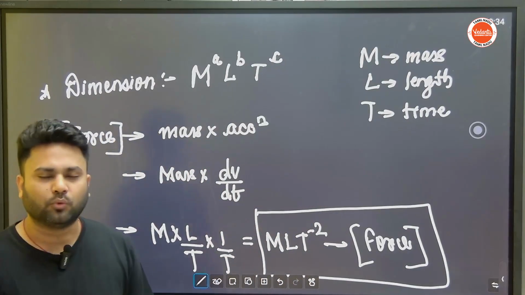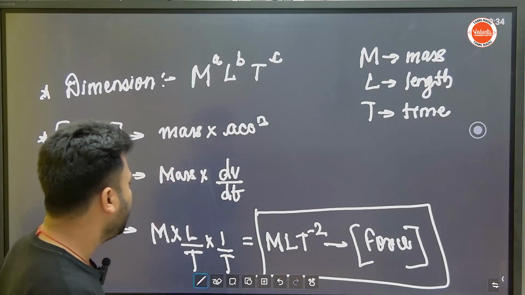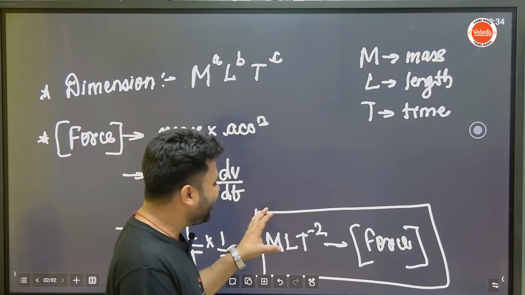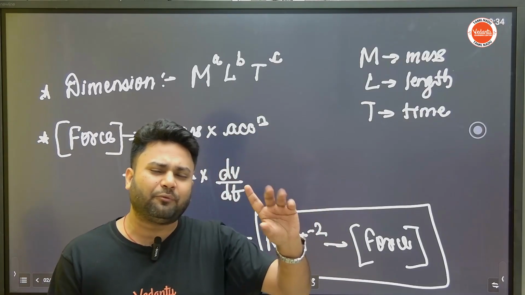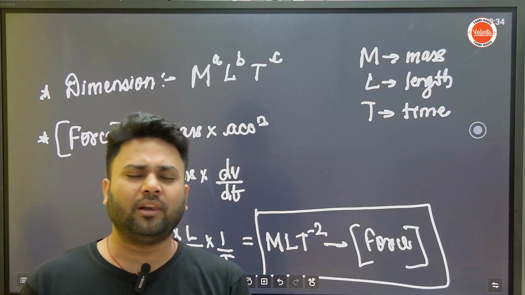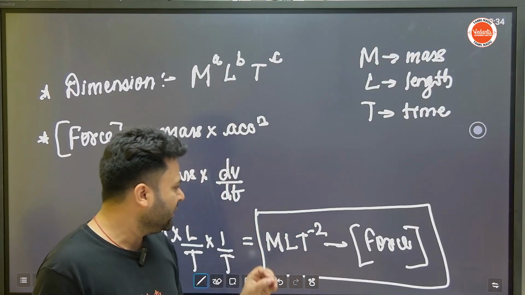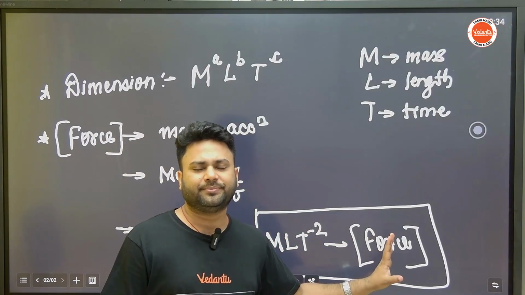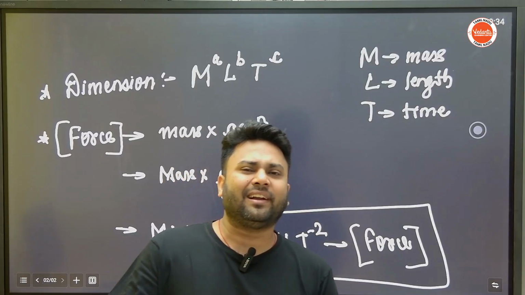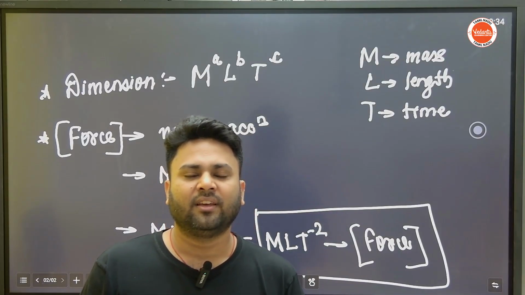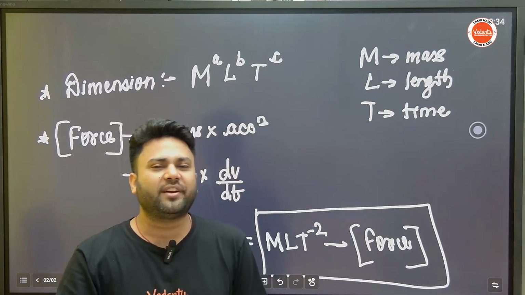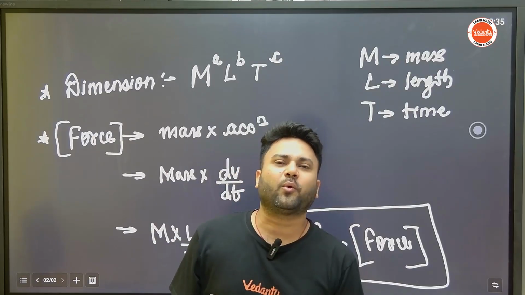mLT^-2. Now I request all the students to at least remember this. Only one formula, only one dimension you have to remember, that is the dimension of force. Because it is repeatedly used in the exam. They ask the dimension of those quantities in which force is required.